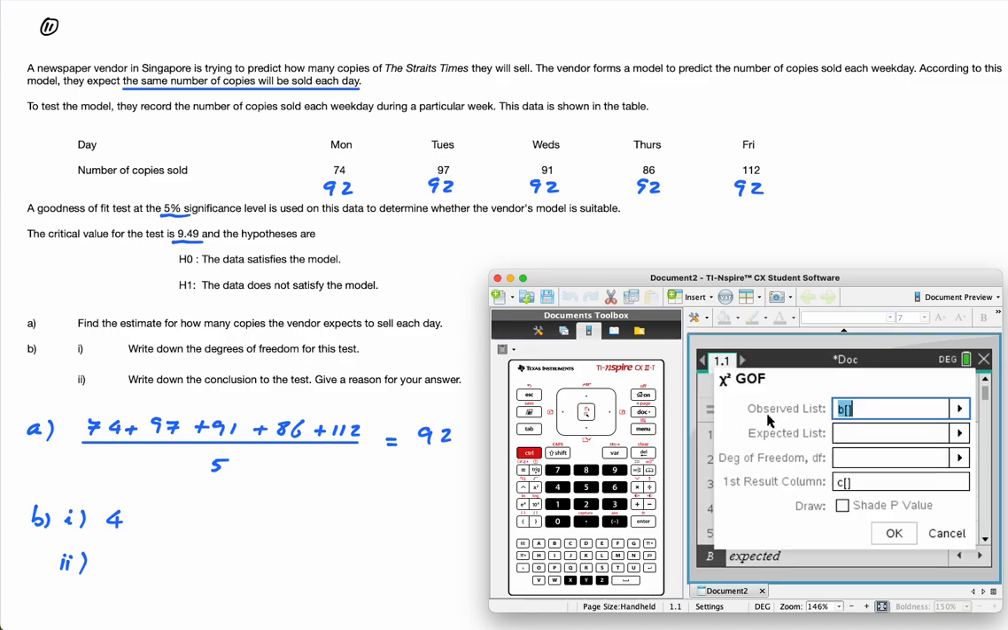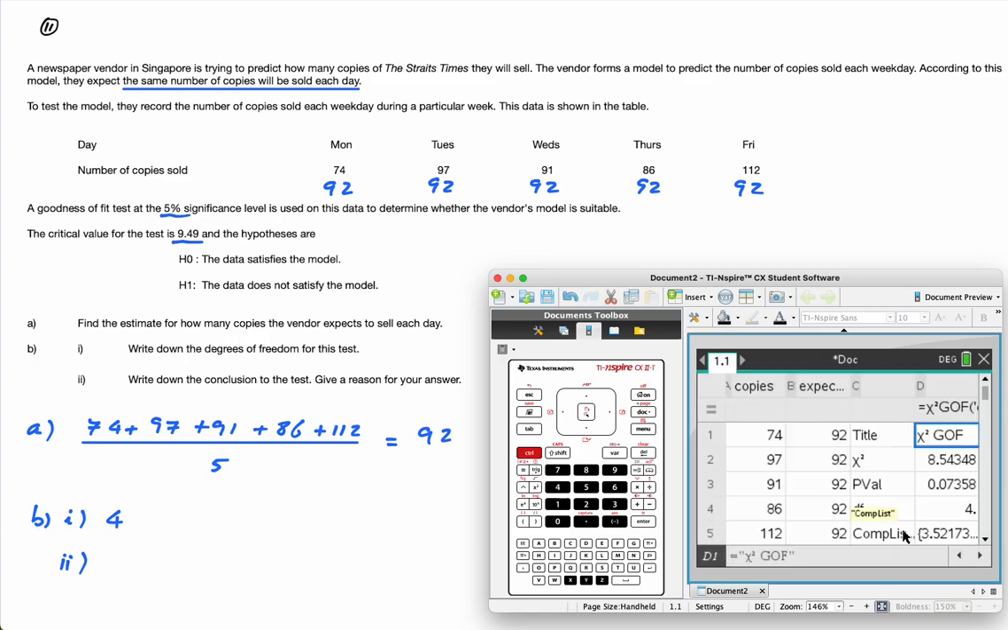There we go. You've got observed and expected. So the observed is the one that I've called copies here. That's just the number of copies that were actually sold. And the expected is the expected. Degrees of freedom is 4. We've already done that. Results in C, that's fine. Press OK. And we get a chi-squared value of 8.543. So actually let's write that down.